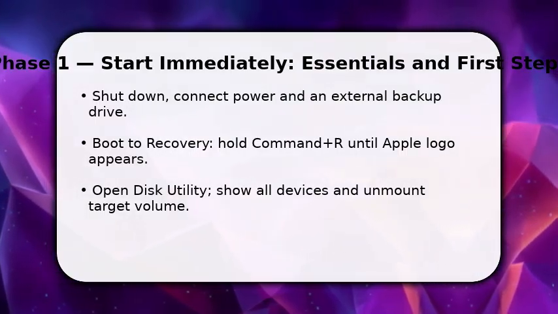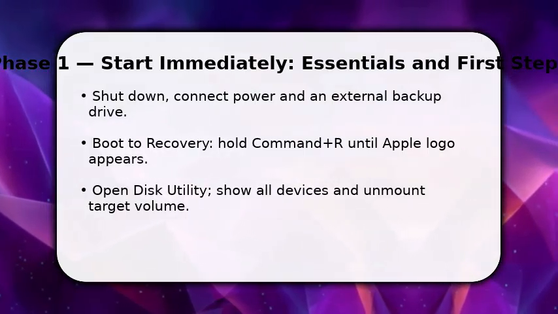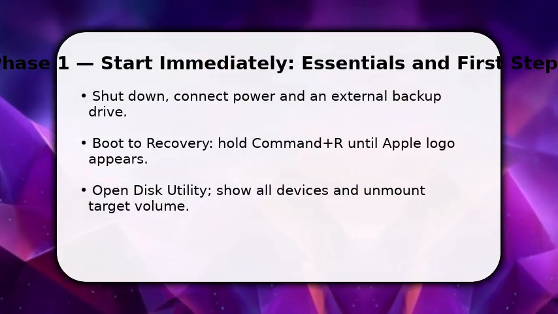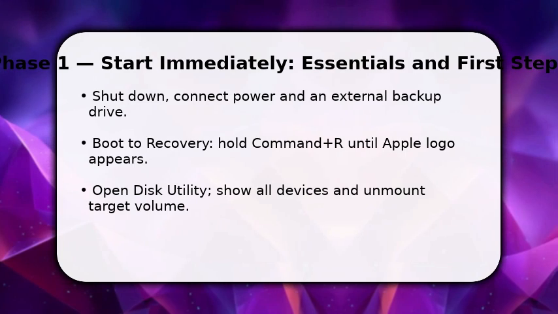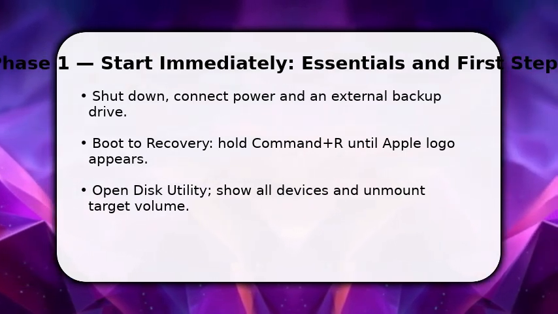Make sure you select View, Show All Devices, then choose the physical disk or volume you intend to restore. You unmount the target volume next. This frees the device for restoration. These first actions keep your data path clear and set the stage for the restore operation.